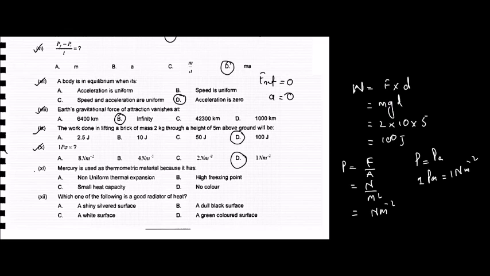Question number 11. Mercury is used as a thermometric material because, you have 4 options. A, non-uniform thermal expansion, B, high freezing point, C, small heat capacity, D, no color. Mercury is used as thermometric material because it has a small heat capacity. So in this given option, C is the right answer.